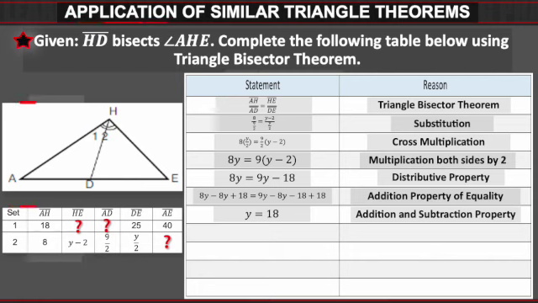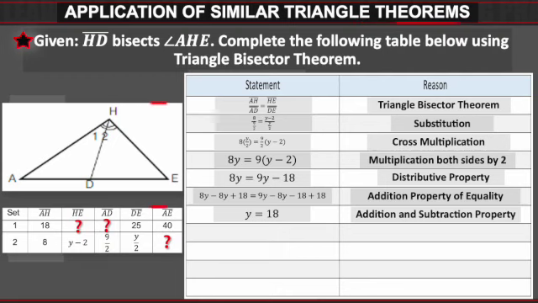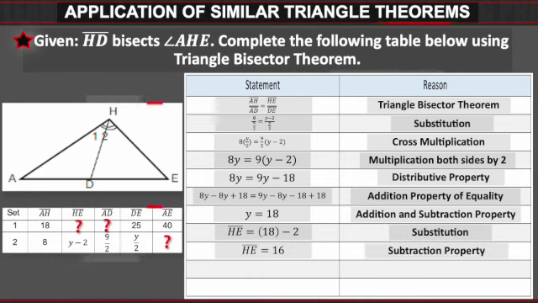So, y pa lang ito, ha? We don't have exact value of the HE and DE. So, let's try to substitute it. Unahin natin sa HE. So, ang HE natin is y minus 2. Substitute natin si y, which is 18. That is the reason, substitution. So, that would be 18 minus 2, that is 16. Yun yung subtraction property. On the other hand, si DE naman is 18 over 2.